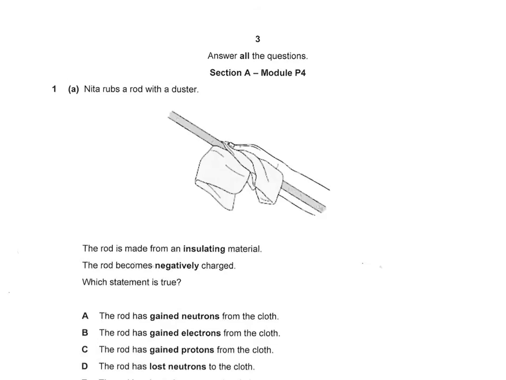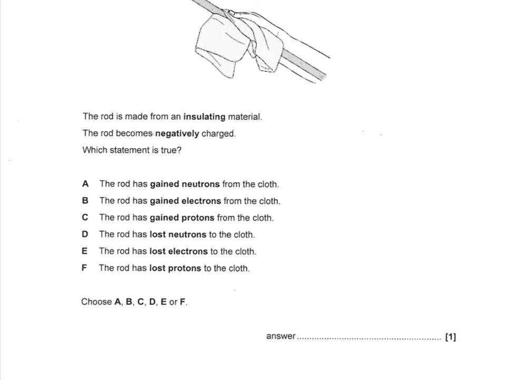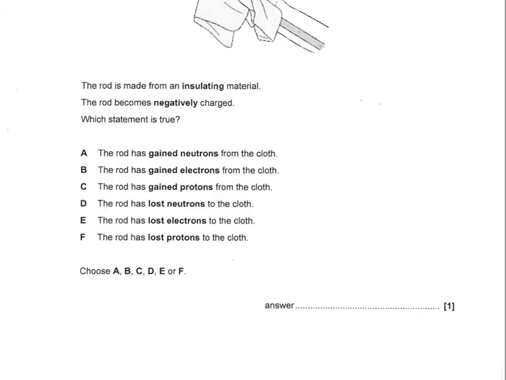We're on to the physics section now. So it says Nita rubs a rod with a duster. The rod is made from an insulating material. The rod becomes negatively charged. Which of the statements is true? So the true statement is B. The rod has gained electrons from the cloth.